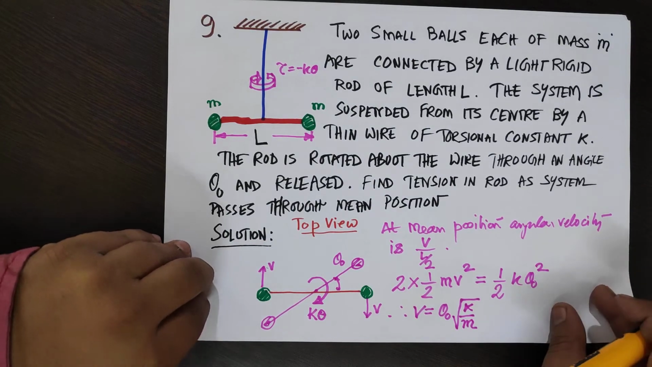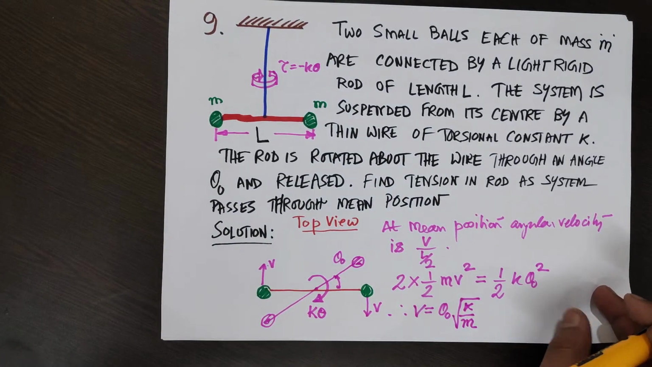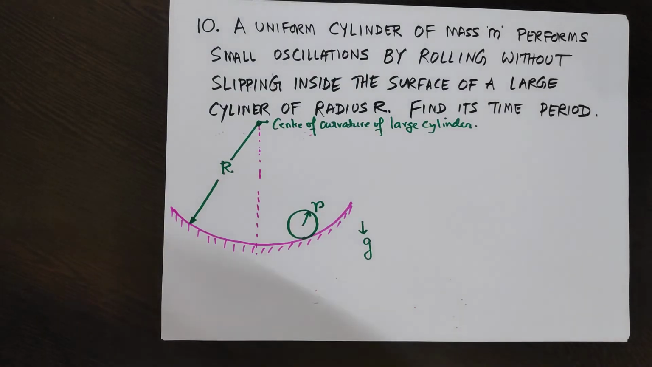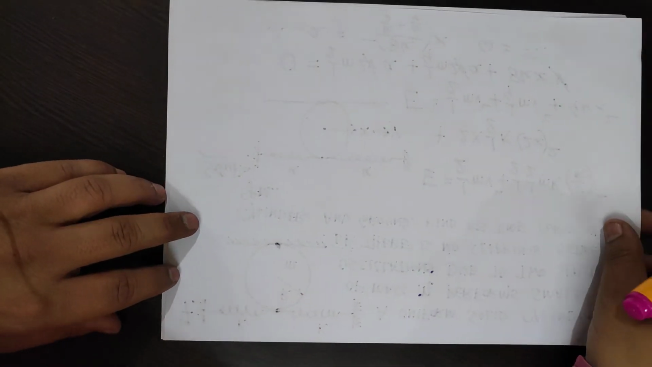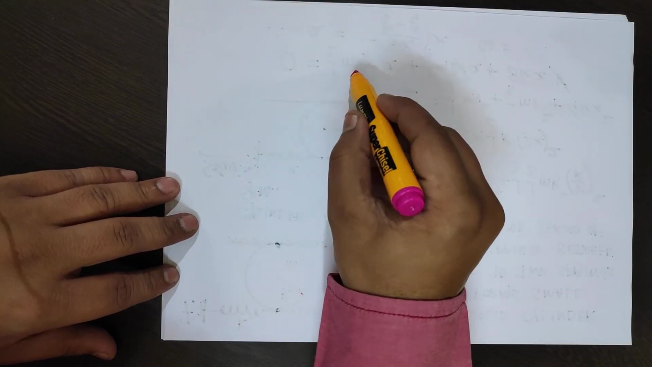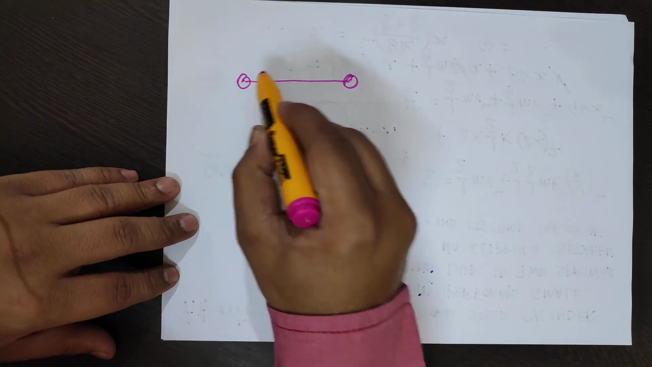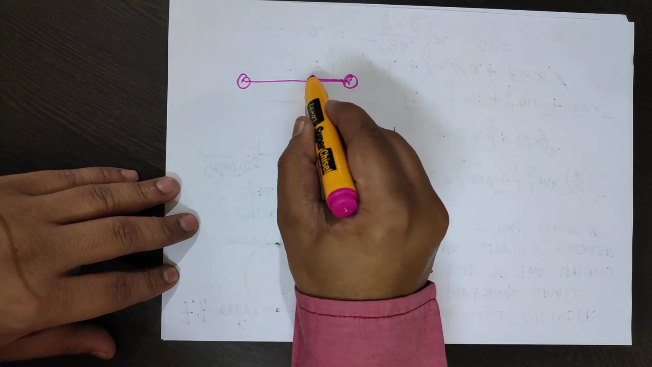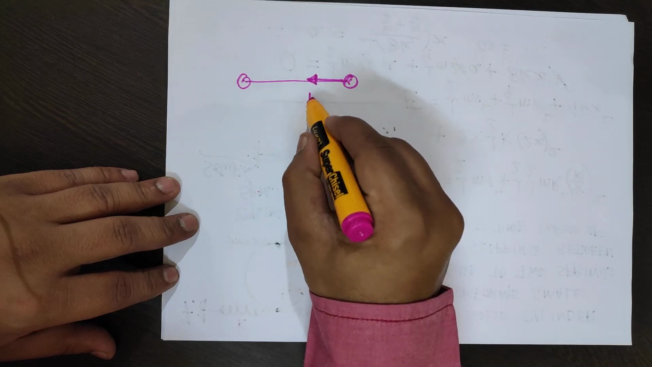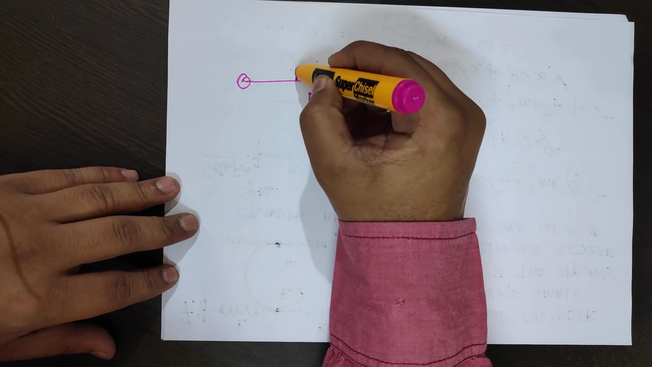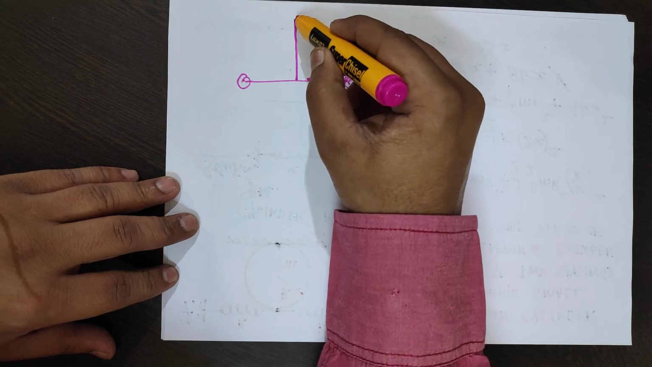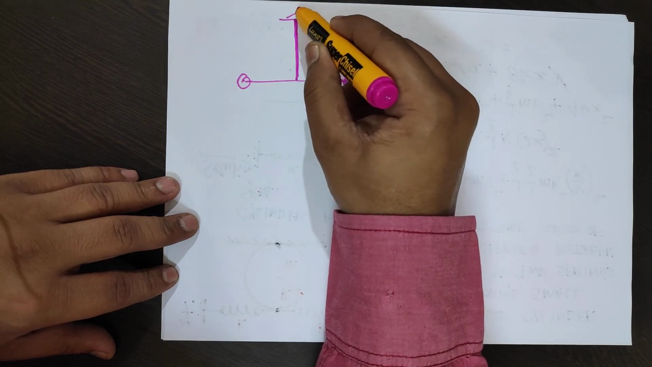So what we have to find at this position is the tension, the force that the rod applies on the blocks, the balls. At this position, once again we will move on to the front view. There is a force F1 applied. This is the rod, a long rod from where it is suspended.